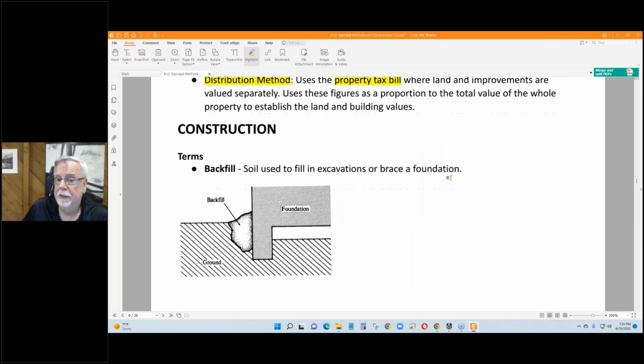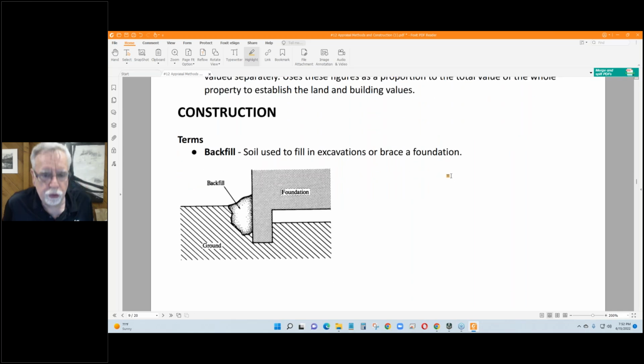We're going to talk about something a little bit different now. Construction terms. Should a real estate agent understand different kinds of construction terms? I would say so, because buyers, sellers, investors, and contractors will refer to something.